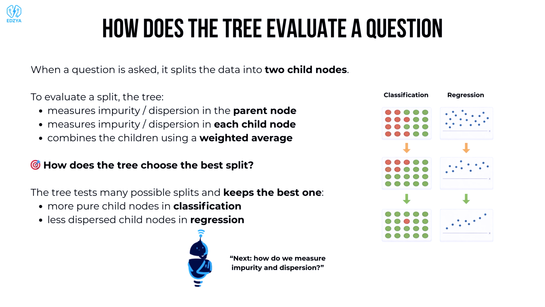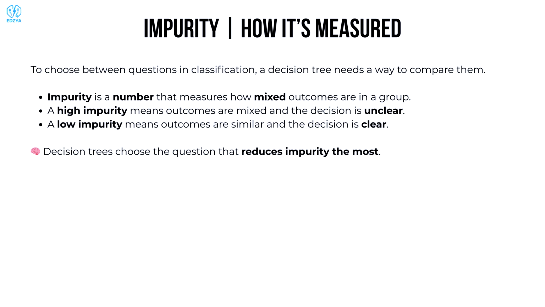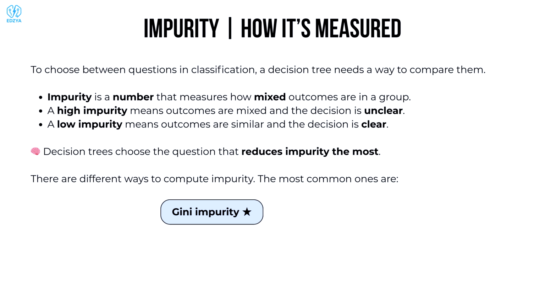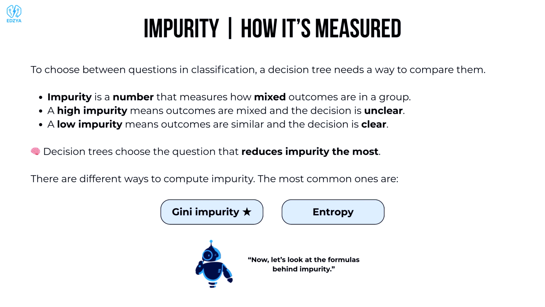Next, let's see how we actually measure impurity and dispersion. To choose between questions in classification, a decision tree needs a way to compare them. Impurity is a number that measures how mixed the outcomes are inside a group. A high impurity means different outcomes are mixed together, so the decision is unclear. A low impurity means outcomes are similar, which makes the decision much clearer. Decision trees choose the question that reduces impurity the most. The most common ways to measure impurity are Gini impurity and entropy. Now, let's look at the formulas behind impurity.